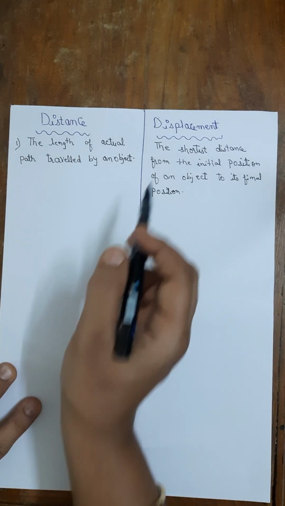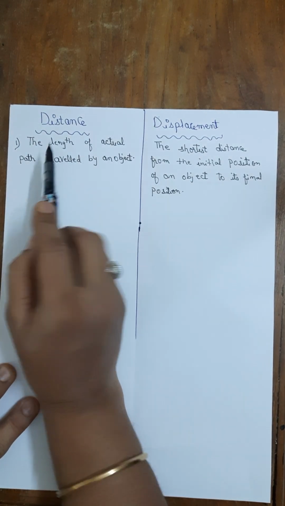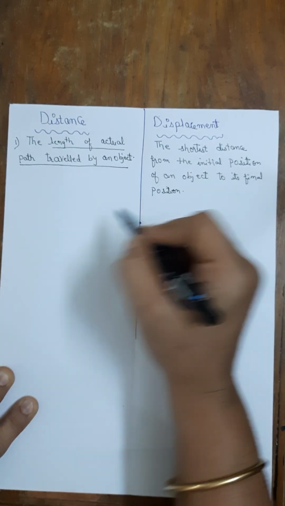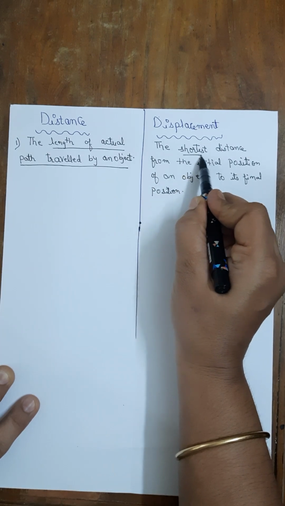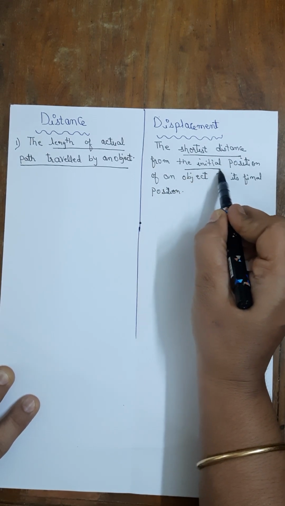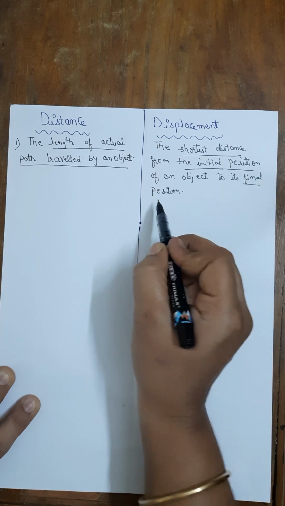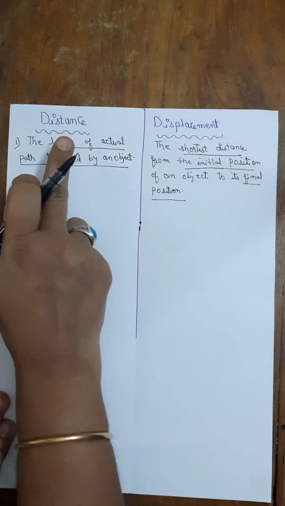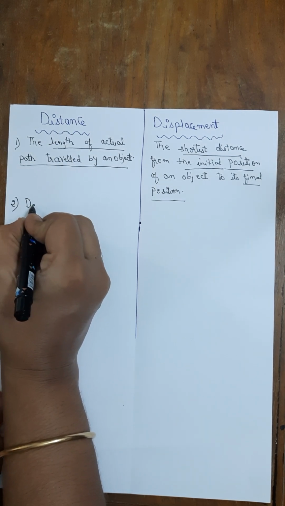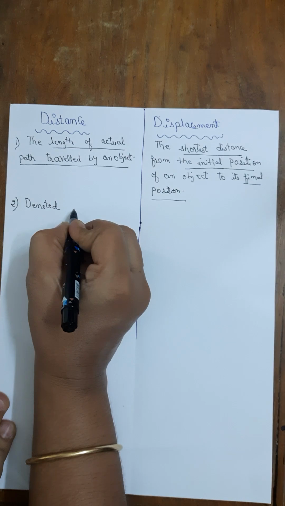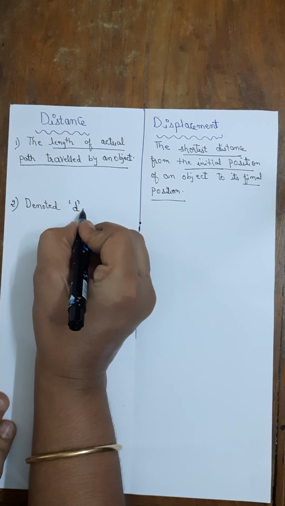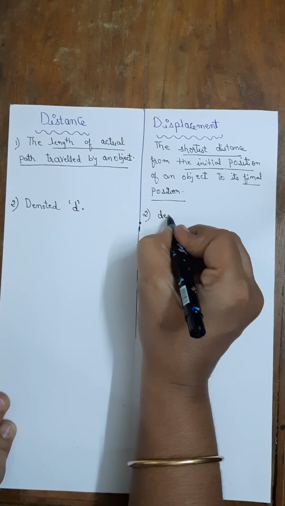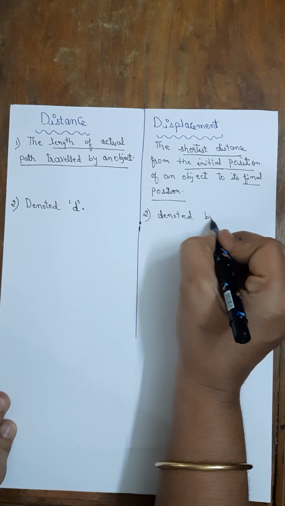So the first point we got is that distance is nothing but the length of actual path traveled by an object, whereas displacement is nothing but the shortest distance between the initial position and final position of an object. That's it. Now the second point you can note down is that distance is denoted by small d, whereas displacement is denoted by capital S.